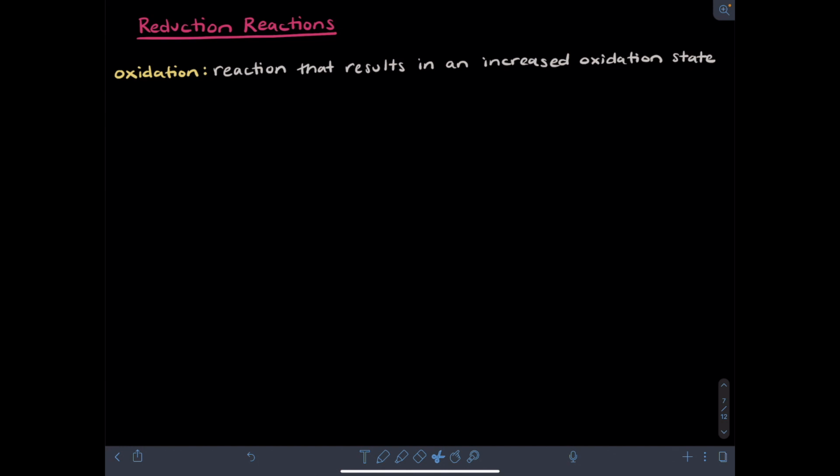The reactions I'll be covering for the remainder of the video can be classified as reduction reactions. So first I want to define oxidation and reduction reactions. Oxidation reactions will result in an increased oxidation state, and for us in organic chemistry, we're going to be looking at the oxidation state of carbon specifically. Reduction reactions will be those that result in a decreased oxidation state, for us, for carbon specifically.